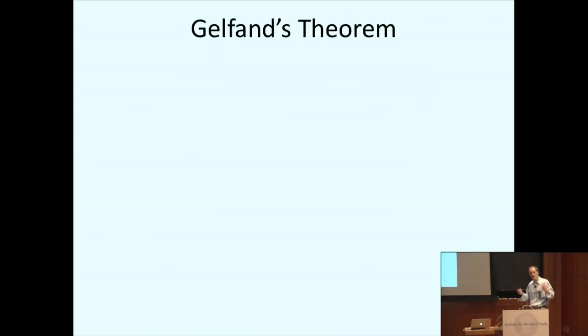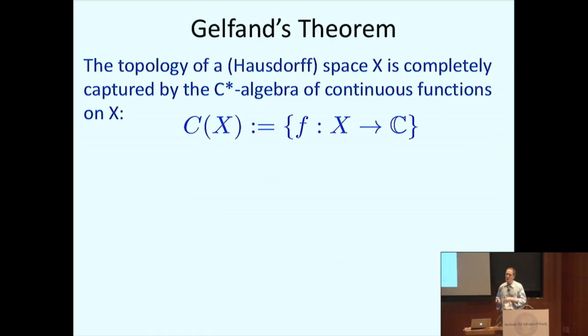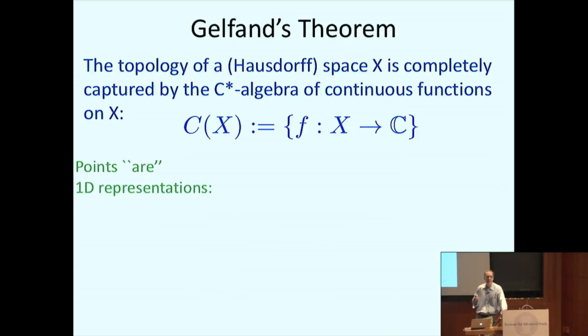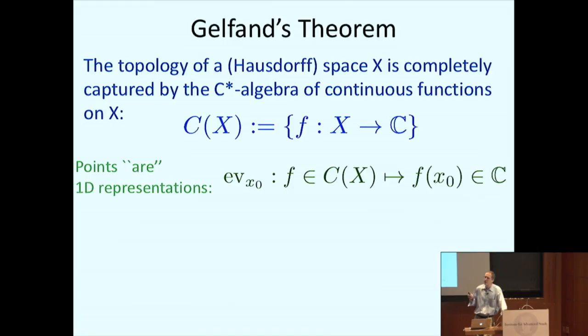The relation of C-star algebras to non-commutative geometry is best explained by going through Gelfand's theorem, which says that the topology of a Hausdorff space X is completely captured by the C-star algebra of functions C of X. Okay, the basic idea here is that points are one-dimensional representations. You see, if you have a point x naught, you have the evaluation representation. It takes a function f to its value at x naught.